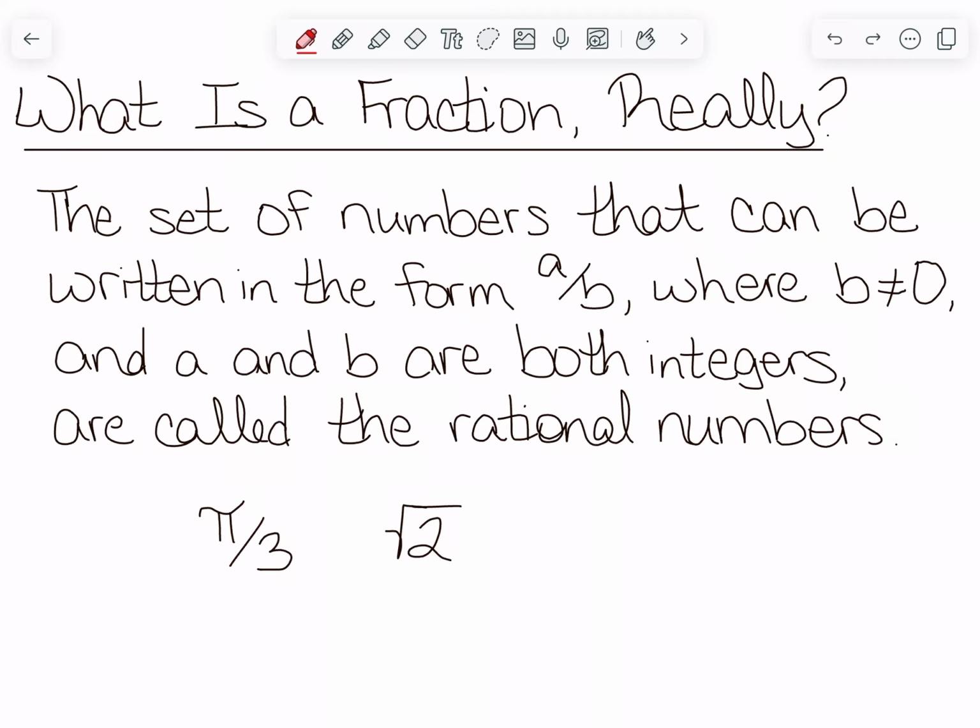Some non-examples: pi over 3. Pi is not an integer, and we cannot rewrite this to be an integer form, so this would not be a rational number. In addition, the square root of 2 has a decimal representation that doesn't end and never repeats. So this would not be a rational number. This would instead be known as an irrational number.